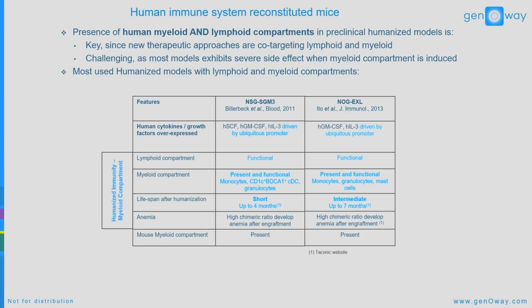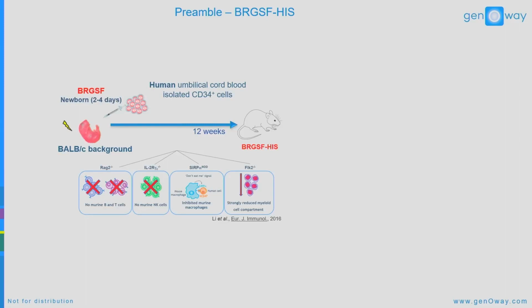So we decided to work on a different approach where we will have both a fully functional myeloid compartment and lymphoid compartment while avoiding having side effects due to myeloid cell development in vivo. How did we achieve this? For that, we decided to take advantage of a model that was developed by James DiSanto at the Pasteur Institute in Paris. This model is on a BALB/c background. Those mice have no T cell, no B cell, no NK, like the others. The main difference is here.